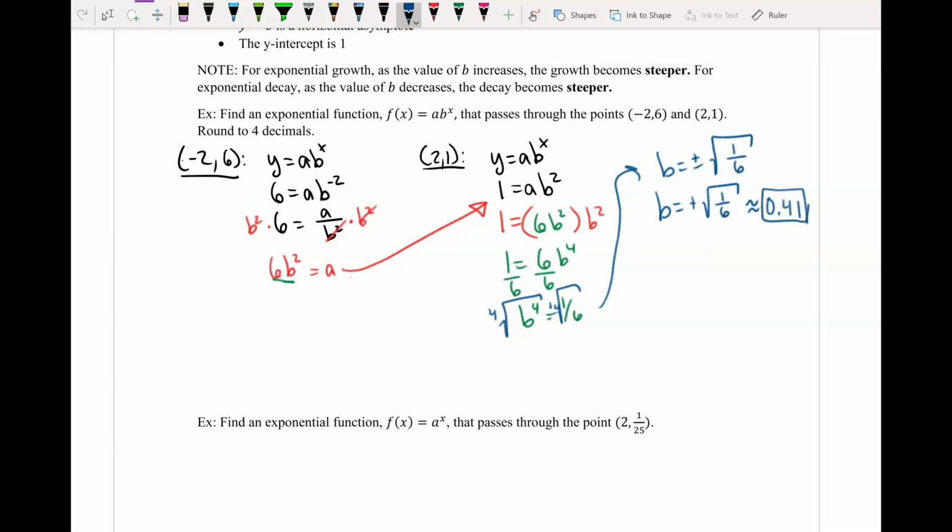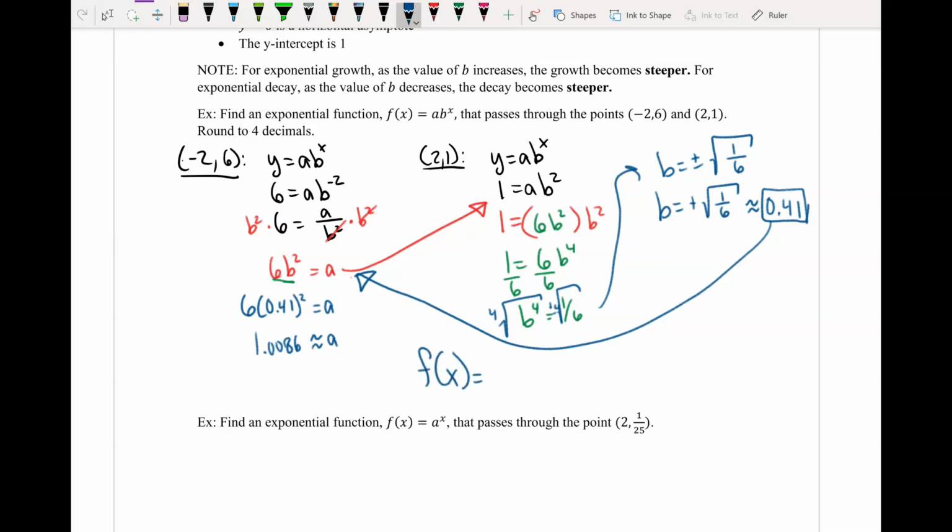Now that I know what b is, I can plug it into a. So I'm going to have 6 times b, which is 0.41, squared is equal to a. Let's see what a is equal to. So a will be 6 times 0.41 squared. That's going to give me about 1.0086. So my function f of x is going to be equal to, we know what a is, 1.0086, and we know b is 0.41, to the power of x. And this will be my answer.